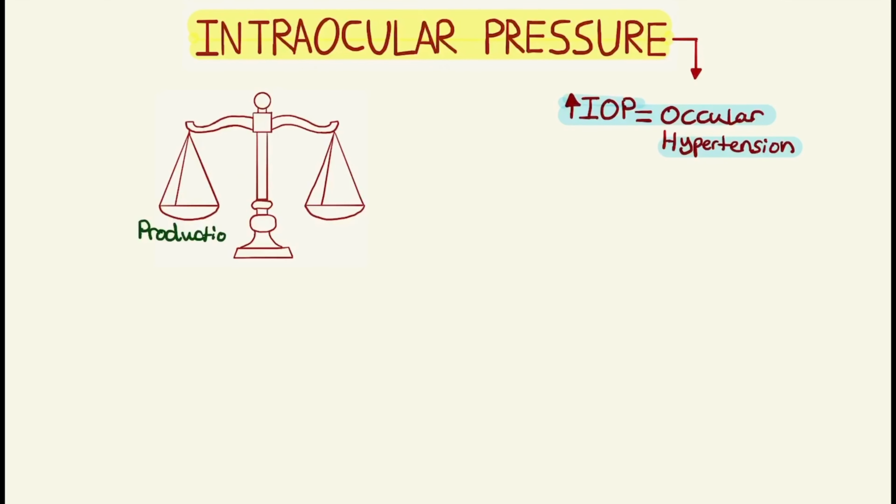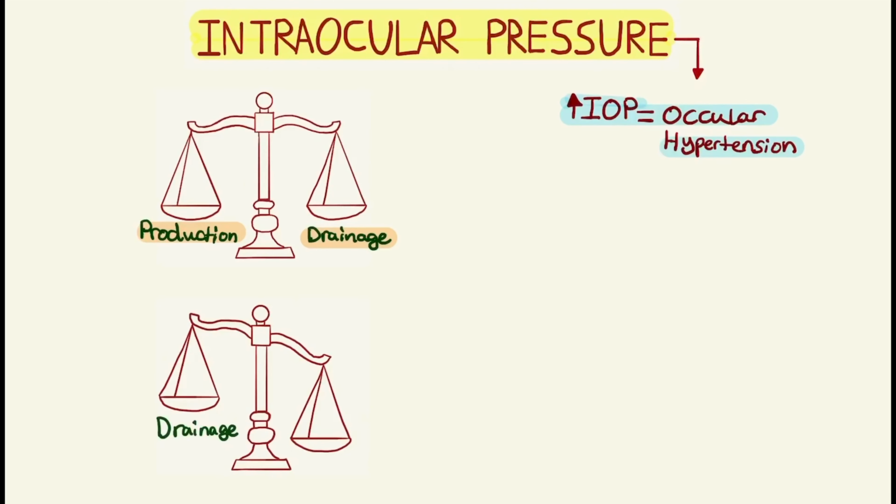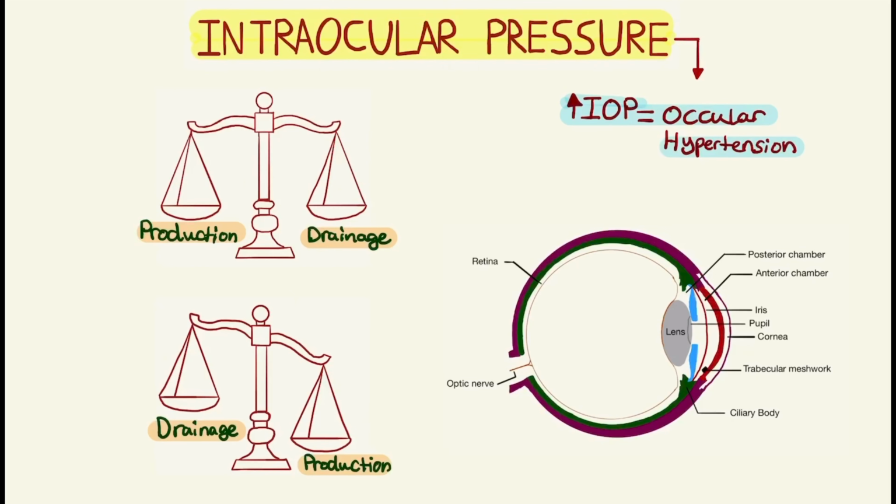The intraocular pressure is determined by a balance between the production of the fluid in the eye and its drainage. But if too much fluid is produced and too little is drained, it leads to an imbalance, which causes the pressure in the eye to build up, causing a raised intraocular pressure. The ideal pressure in the eye lies between 16 to 21 millimeters of mercury.